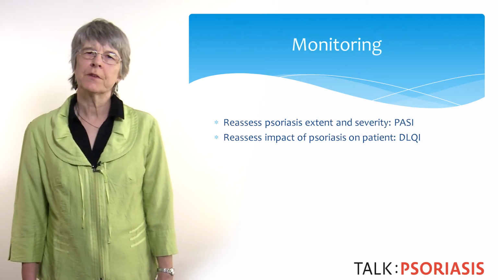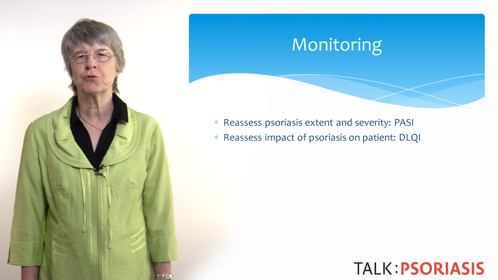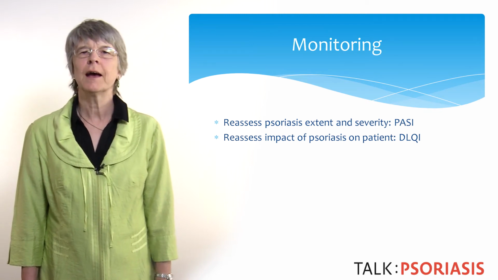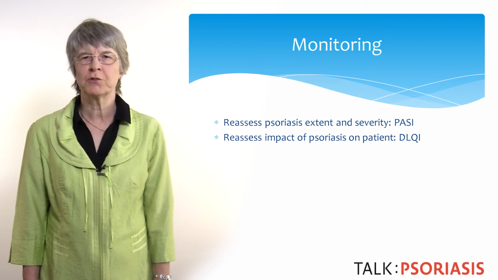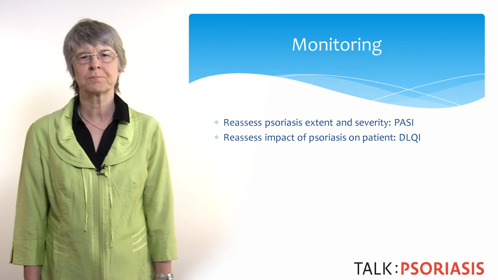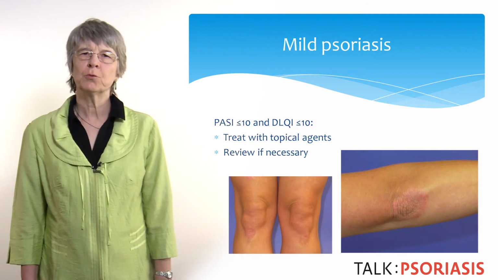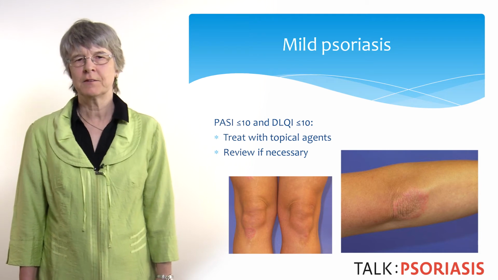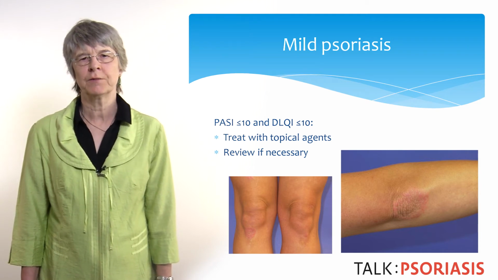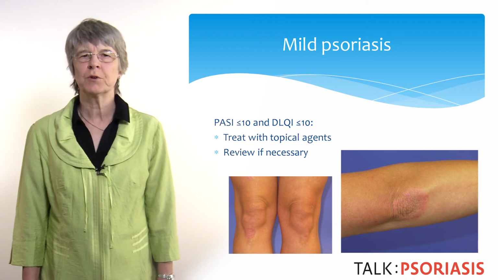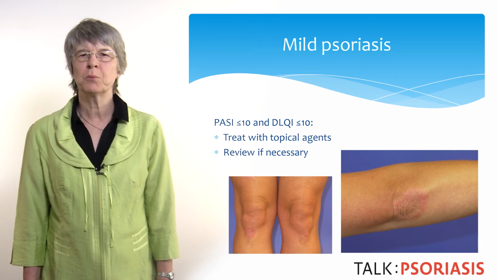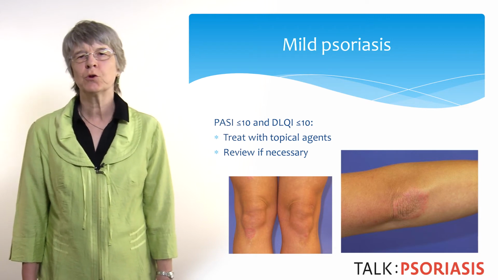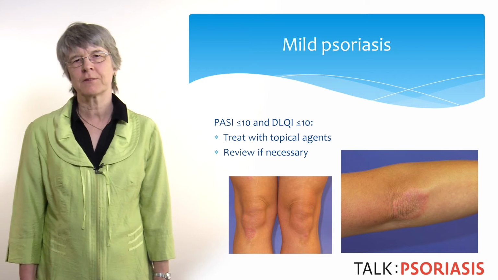So now let's think about monitoring patients who are on treatment for psoriasis. We may need to reassess the PASI score and the DLQI from time to time to see if we're on the right track. In a patient with mild psoriasis, which here we're defining as having a PASI less than 10 and a DLQI of less than 10, that is to say, it's not very extensive or severe, and it isn't bothering the patient a great deal, we'll be treating them with topical agents, and review can be on an as-necessary basis.